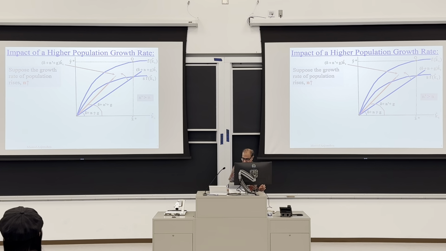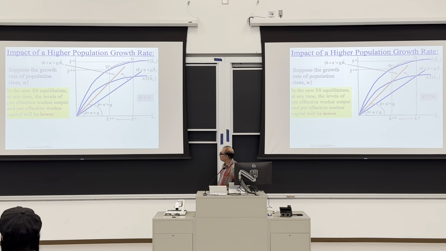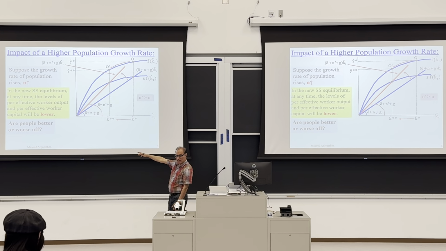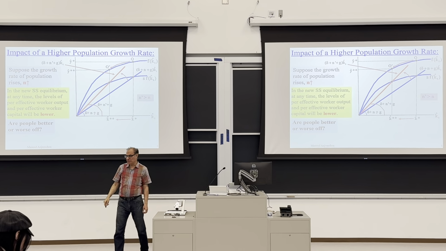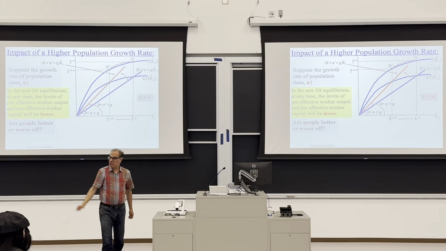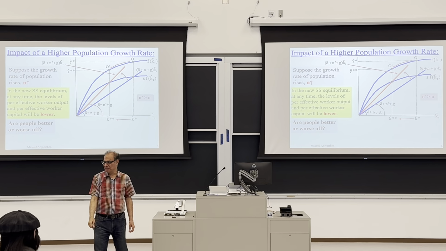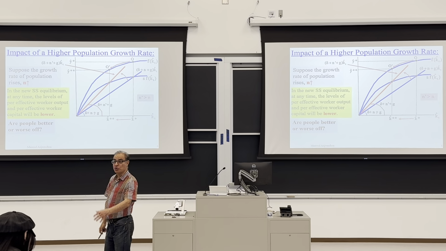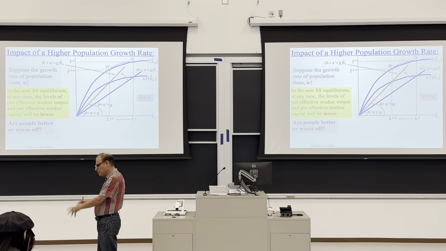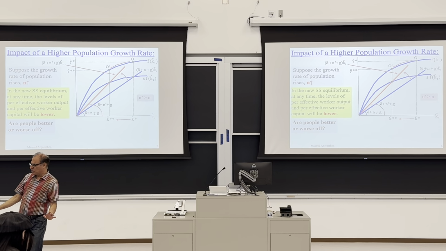So we have rotation. So did you see that? It looks like per effective worker variables are going down. I am asking the same question. Are people better off or worse off? Your graph is exactly like the previous one. But in this example, people are worse off. That's why I'm saying with this model you have to be careful, okay?